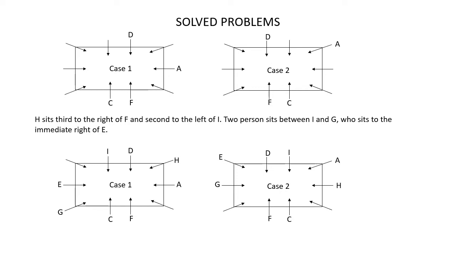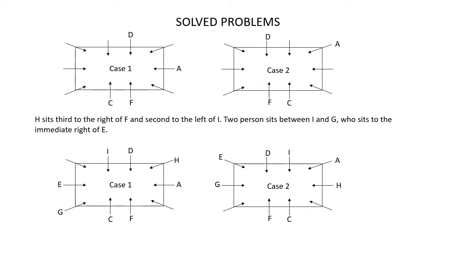Two persons sit between I and G. Now, if we consider the position to the left of I, then this will be the position for G, so that two persons are there between I and G. So G can sit here, but it's given that G sits to the immediate right of E. So E has to sit here, but this position is already occupied by C, so E cannot sit here. So clearly this is not the position for G.